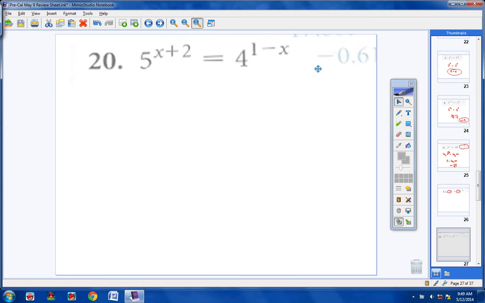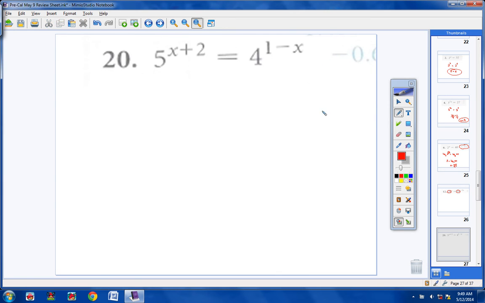You know what I noticed right away, much to your dismay? I noticed we have a base of an unknown that's 5 and a base of an unknown that's 4. It's going to be a doozy. It's going to be a crazy problem, okay? So be ready for it.